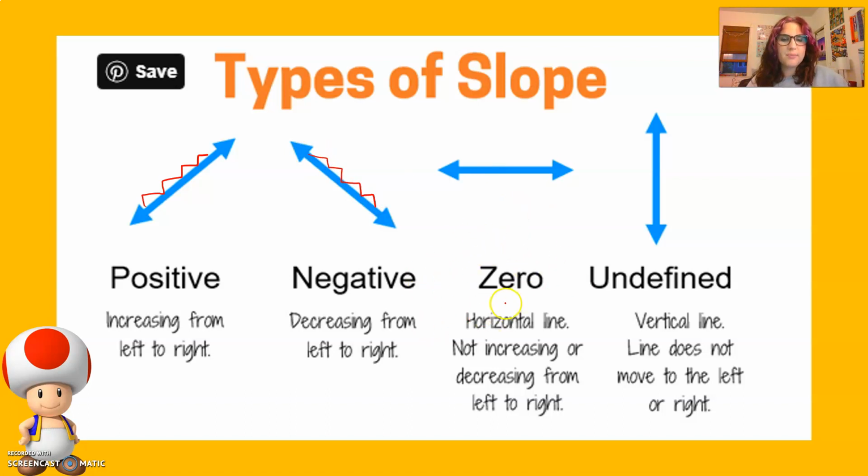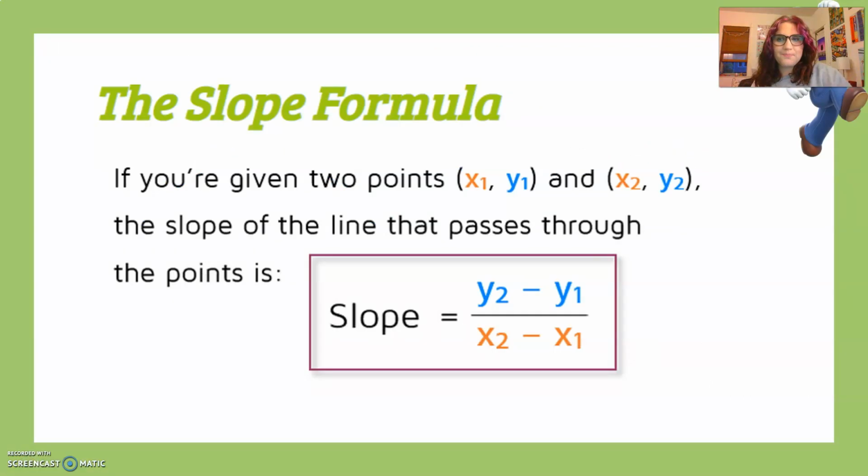And then a 0 slope is a horizontal line. It's something we can just walk straight across. And an undefined slope is a vertical line, and this does not move from left to right. It's just straight up and down. We can't really get up and over that. So that's our 4 types of slope.